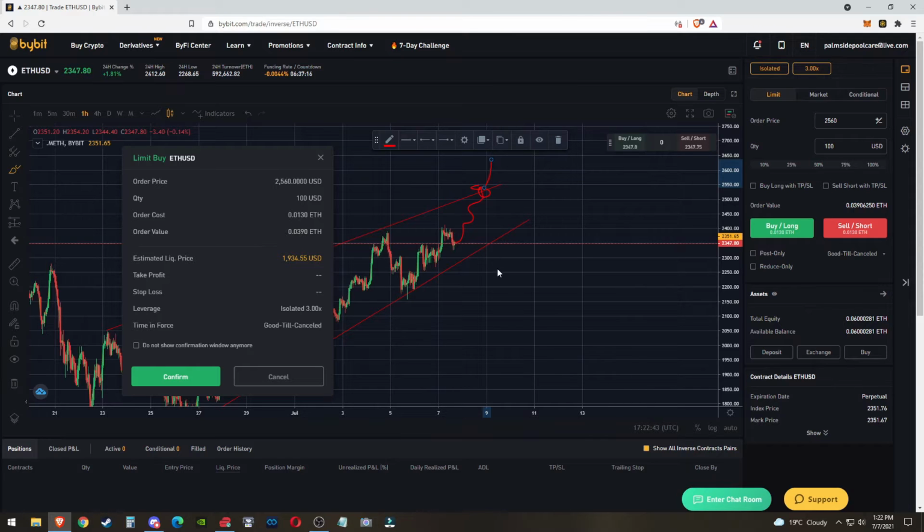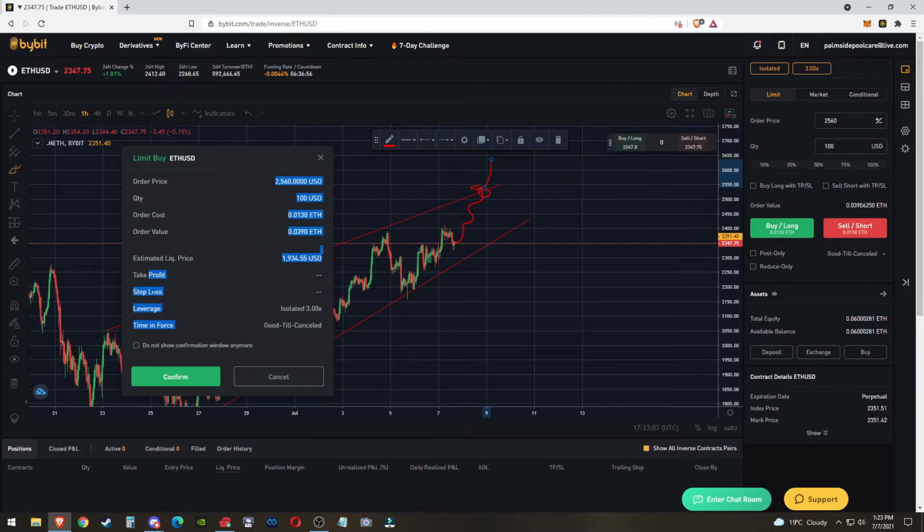Of course, if it went completely the wrong direction, I would get liquidated, which means that they would sell my assets, depending on whether I went isolated or cross. They would sell my assets to cover their losses, and make sure that they make money and basically break even so that they don't lose any money.